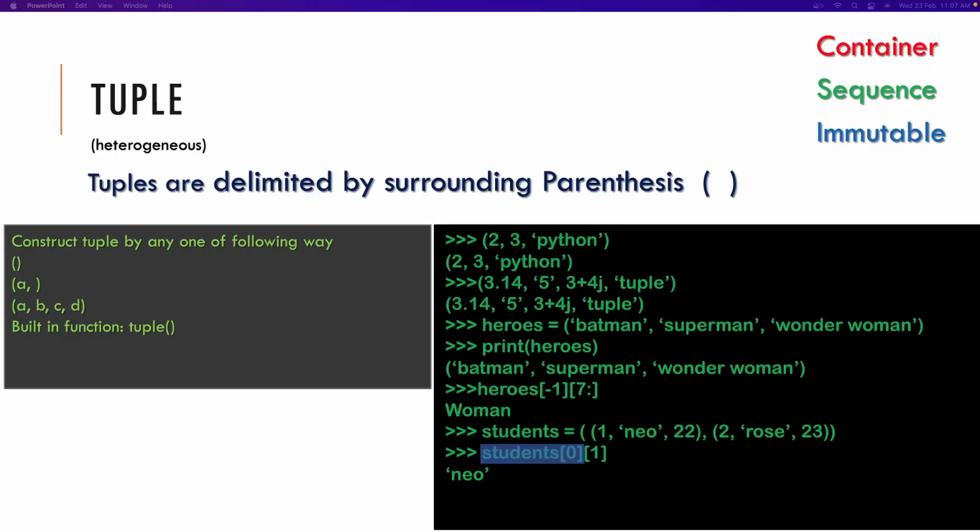So pretty neat, right? You learned sequences already, and you can refer to those elements. See, this is a tuple of tuples. The outer one is a tuple, and inside it is heterogeneous. Each tuple contains a name, an integer and a string. So now I'm able to refer to them: index 0 means the first one, Neo 22, and then index 1 we got Neo, right?